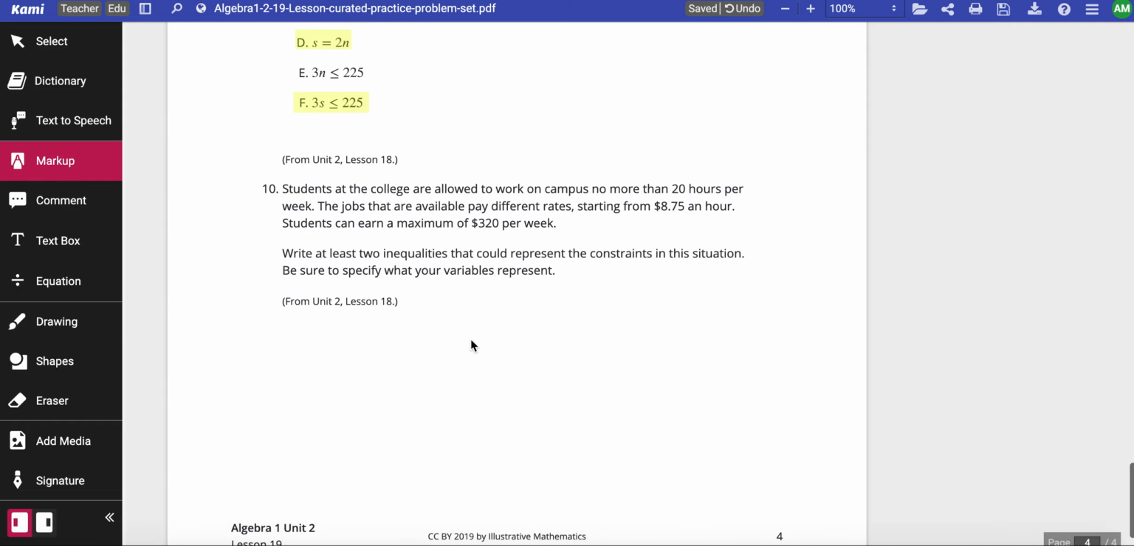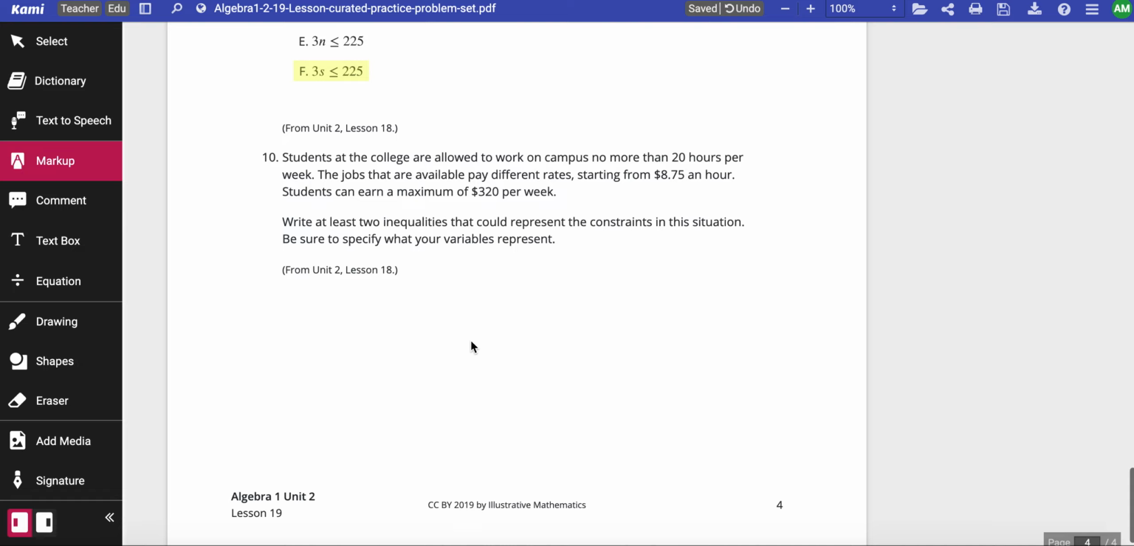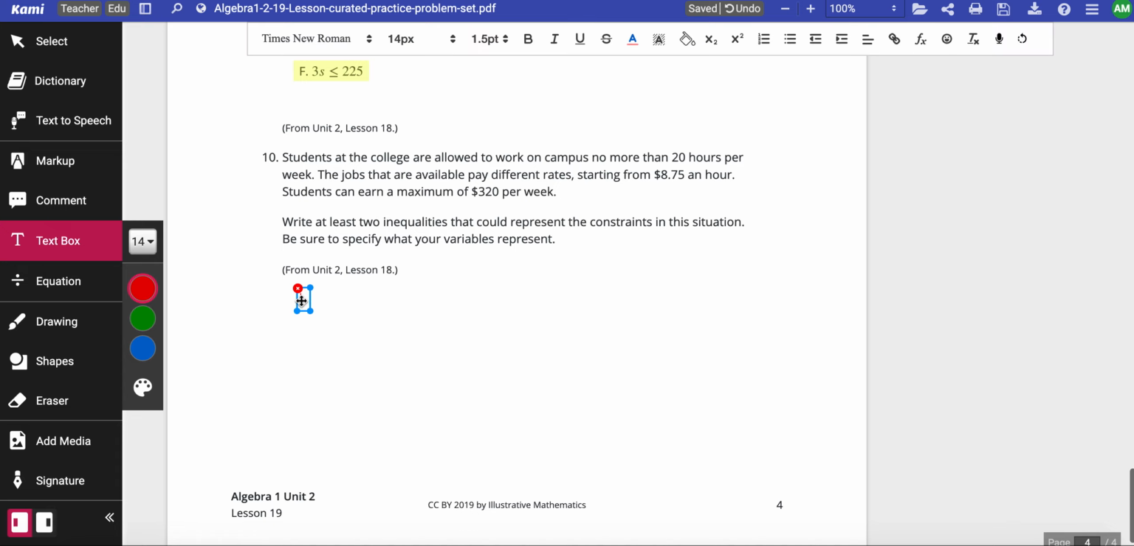Okay, number 10. They want you to write at least 2 inequalities to describe this. So they're allowed to work on campus no more than 20 hours per week. So let's say H equals hours per week. Let's say R equals pay per hour.